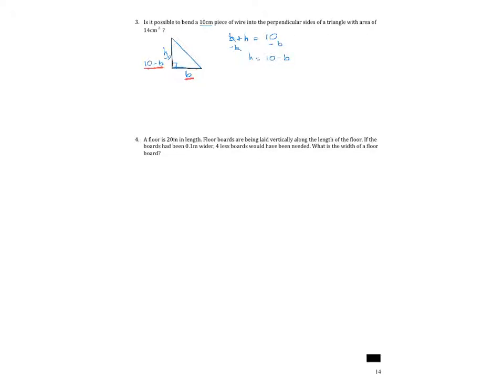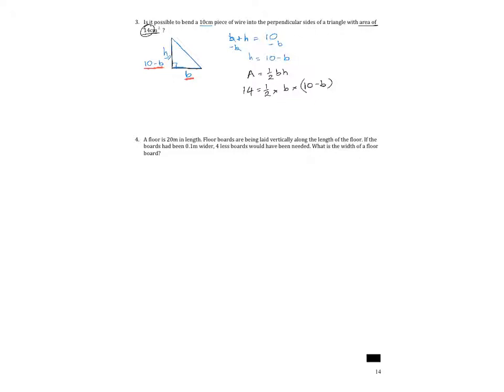But before we get to that, we have to use the fact that the area of the triangle is 14 centimetres squared. How do you find the area of a triangle? The area equals half times base times height. So in this case, the area is a half times base times the height, which is 10 minus b. But I better put that in brackets. And in this case, the area is 14. So I make it equal to 14. And that's actually a quadratic equation that I can now solve.